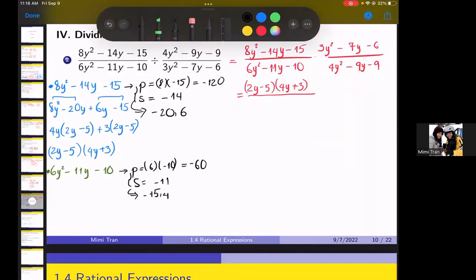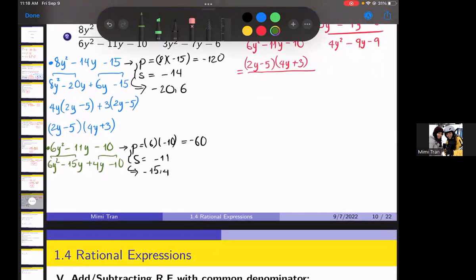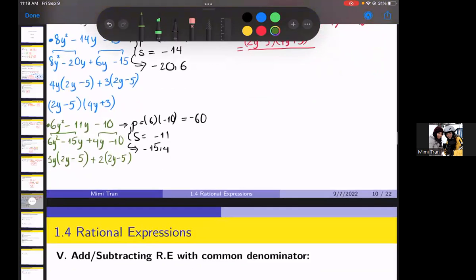I think that's the harder part. That's it. So 6y squared minus 15y plus 4y minus 10. Group factoring, factor out 3y. So I got 2y minus 5. Oh, really? Again? Factor out the 2y minus 5. So 2y minus 5 times 3y plus 2.